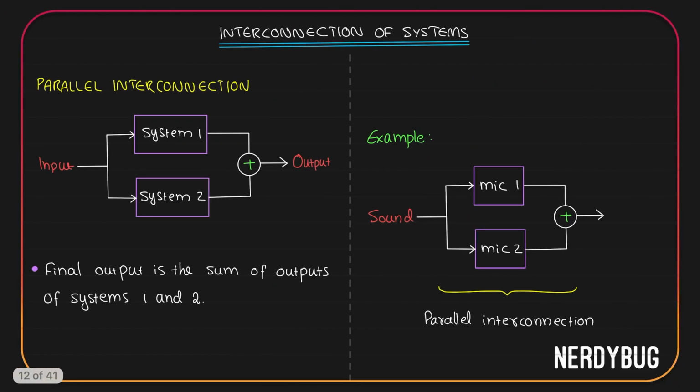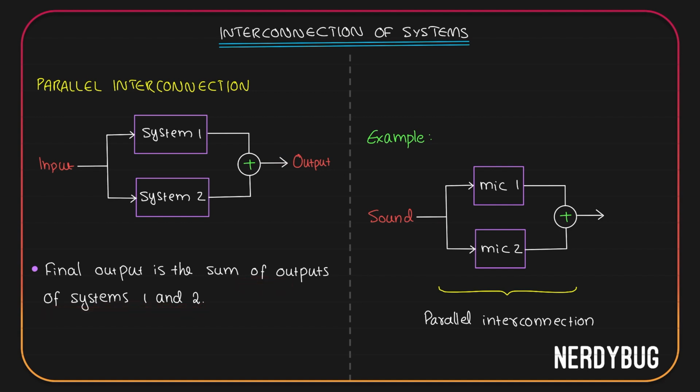The next way of interconnecting systems is parallel interconnection. You give the same input to two systems, system 1 and system 2. System 1 gives one output, system 2 gives another output, and we add them. This symbol is for summation. So the final output you get will be the sum of the outputs of systems 1 and 2.